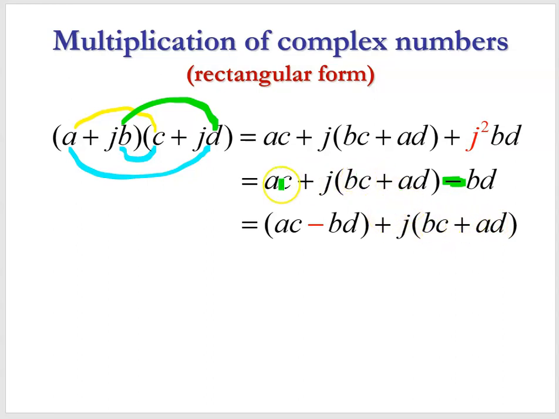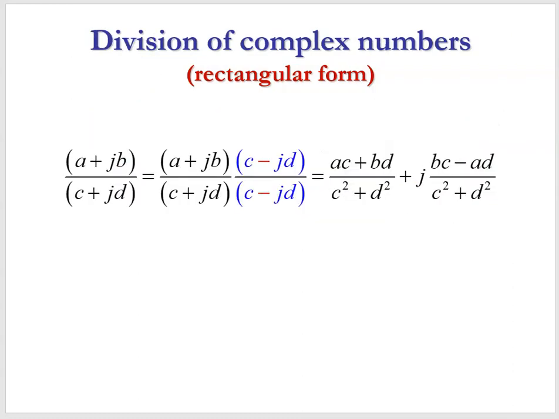So once we do the FOIL, we end up with the 4 terms, but 2 of them are going to be imaginary and 2 of them are going to be real. One of the real ones is real because it's multiplied by J squared, which is a -1, so we end up subtracting that. So that's how we can multiply our complex numbers.